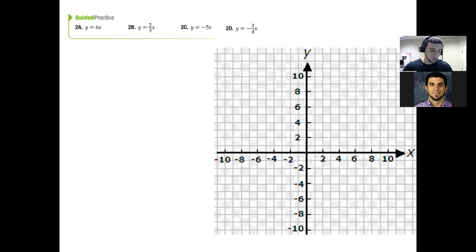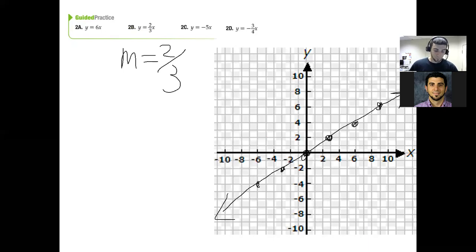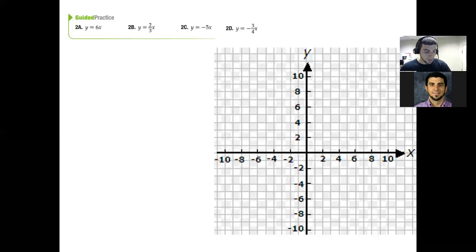So for the next one, the slope is 2/3. So I put the point at the origin, and then you rise 2, run 3, up 2 over 3, up 2 more over 3, up 2 more over 3. Or you could start at the origin and go down 2, back 3, down 2, back 3. And you'll see the pattern. You'll see that all the points lie on the same line. Pretty cool.